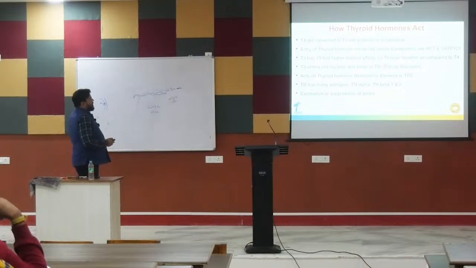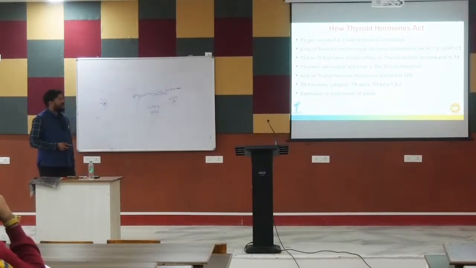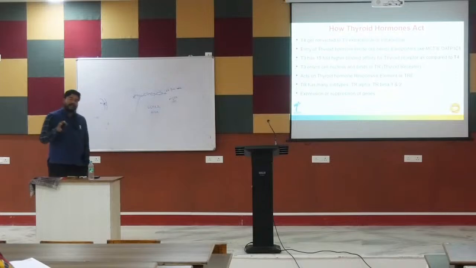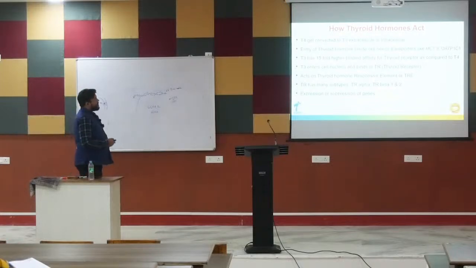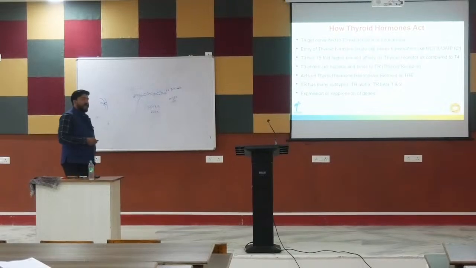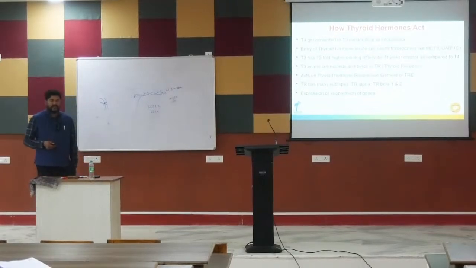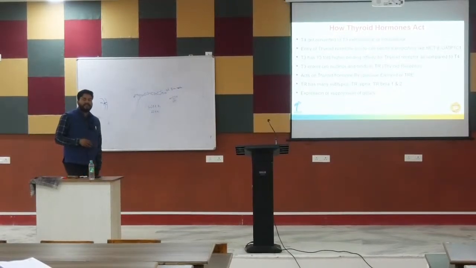Monocarboxylase transporter 8. T3 has 15-fold higher binding affinity for thyroid receptor as compared to T4. Intracellularly, there is an intranuclear receptor for the thyroid hormone. T3 has 15-fold higher affinity than T4. That's why T3 is more active than T4.